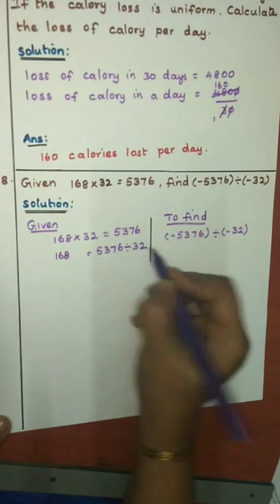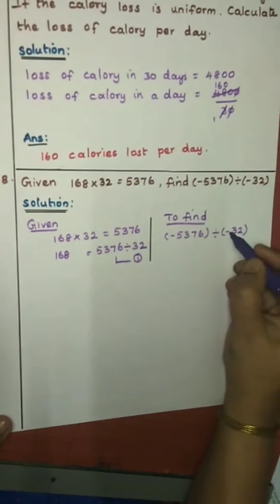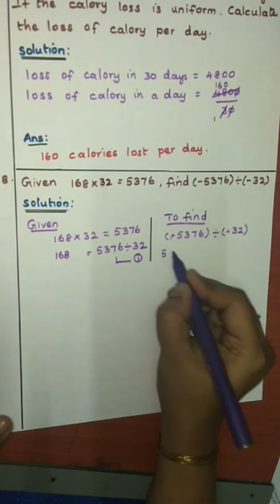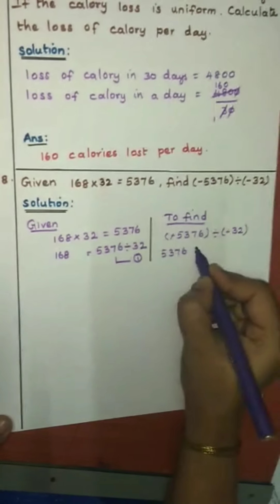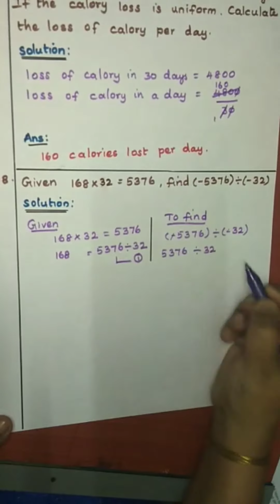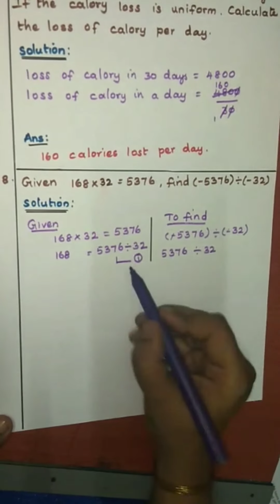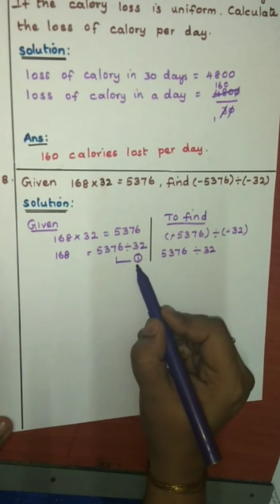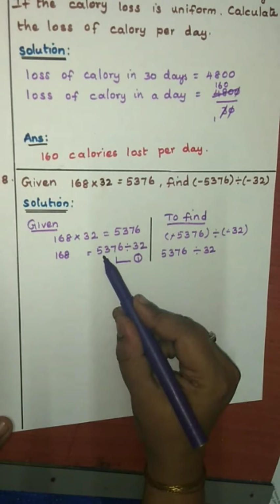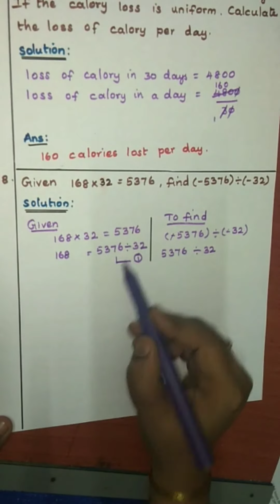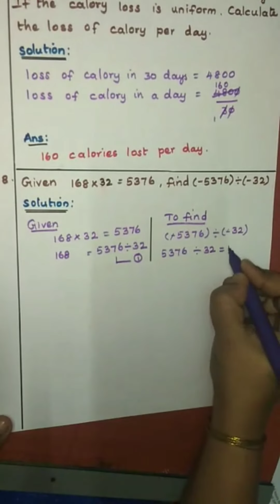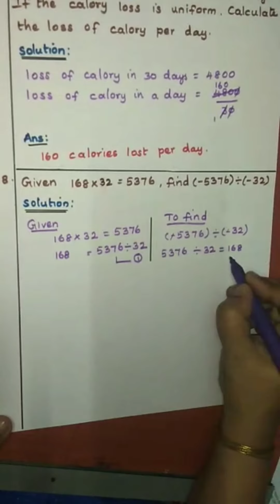Now come to the right side. Here you have minus sign and here also you have minus sign. So both the minus signs get cancelled. So in the next step, you write the numbers without the minus sign. Okay, now see the equation which you marked left side. Here the value of 5376 divided by 32 is 168. That's what we have here. So this is equal to 168. So the answer is 168.